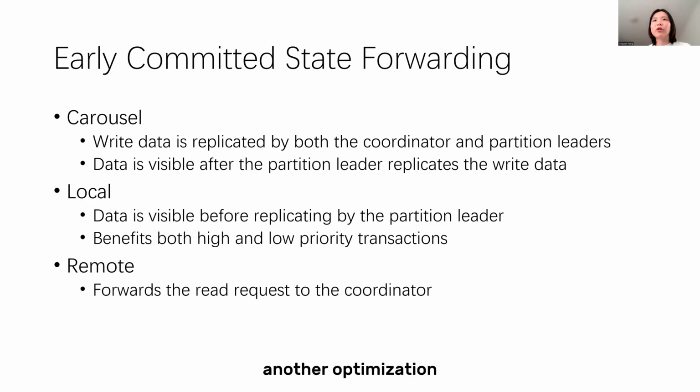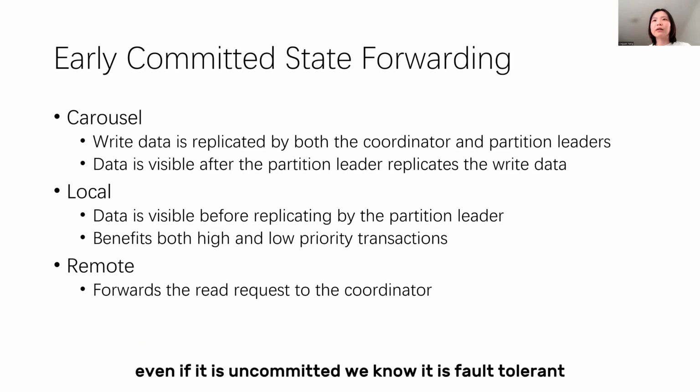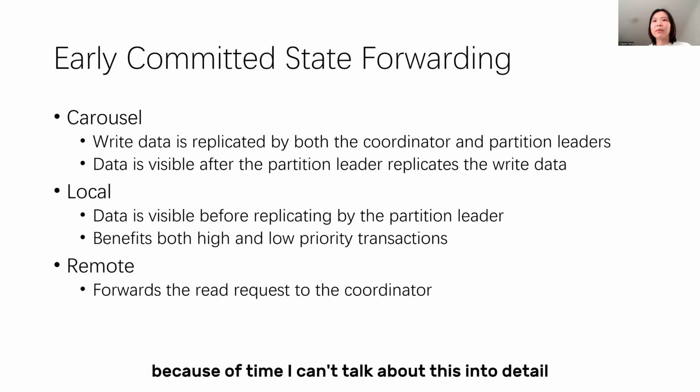Natto also has another optimization called early committed state forwarding. It allows uncommitted data to be forwarded because the system is designed based on Carousel. Even if it is uncommitted, we know it is fault tolerant. This allows us to safely reduce the latency for both low and high priority transactions. Because of time, I can't talk about this in detail. The information can be found in the paper.